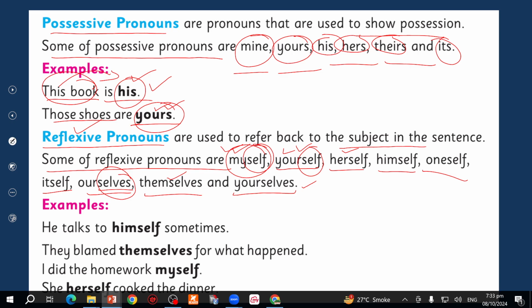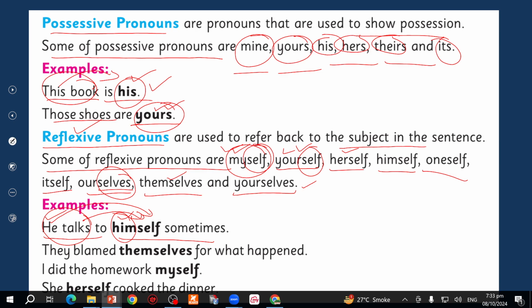If we want to refer back to the subject, we actually use reflexive pronouns. Like in the example, he talks to himself sometimes. Who does he talk to? Himself. And he, himself, not herself, itself, or any other reflexive pronoun, but according to the pronoun, we are going to use the reflexive pronouns.